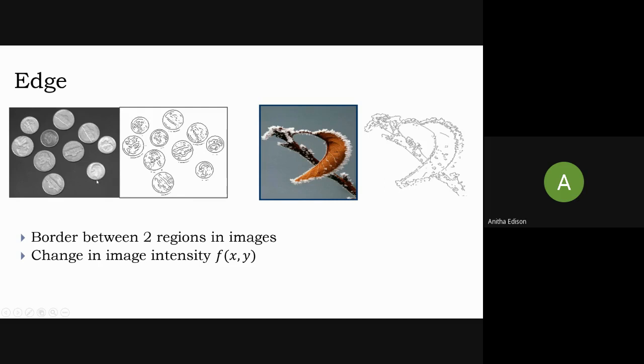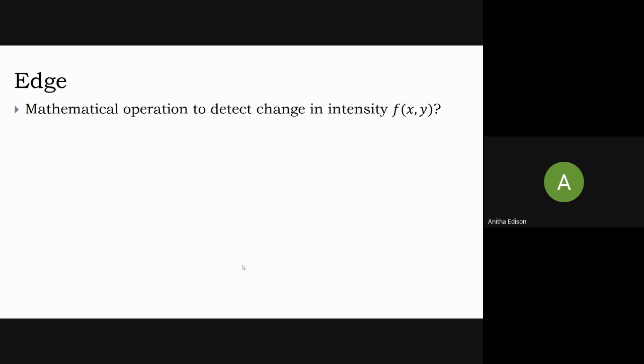So where does that change take place? That change is called the edge. Where does this change? This is gray and this is brown. Where does the change take place? That is edge. So you have an image intensity, and you are representing the image intensity as a function of x and y coordinates. X and y are spatial coordinates, and you are representing image intensity as a function of x and y coordinates.